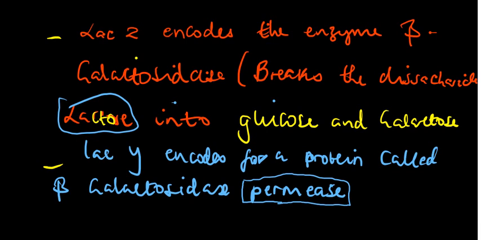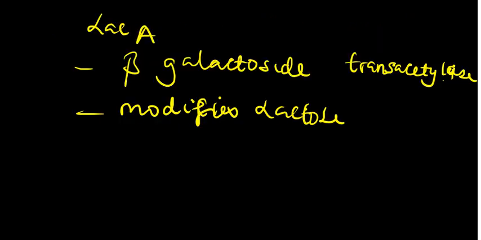Okay, and the next thing you talked about is the Lac A gene, which codes for beta-transacetylase, which modifies the lactose. Okay, so the next thing that we talked about is the Lac Operon in more detail.